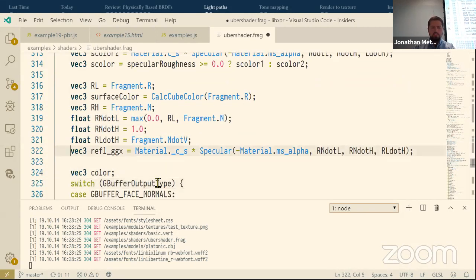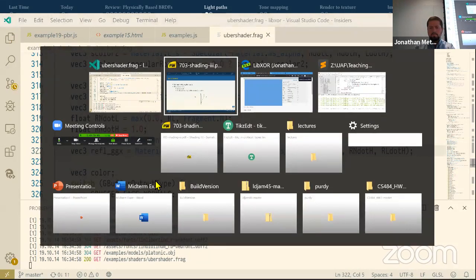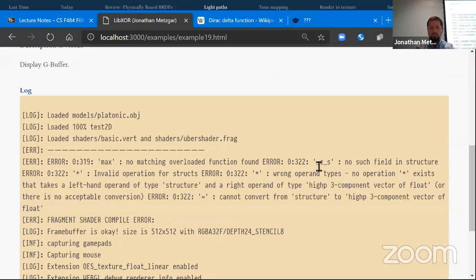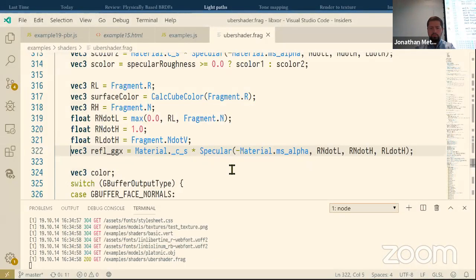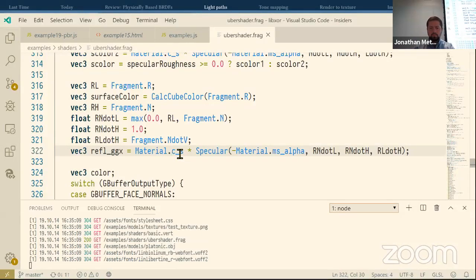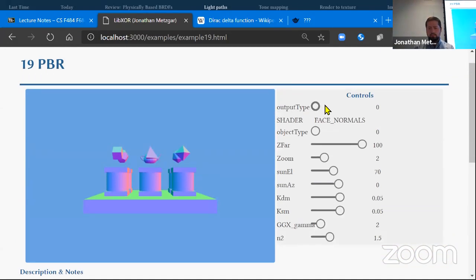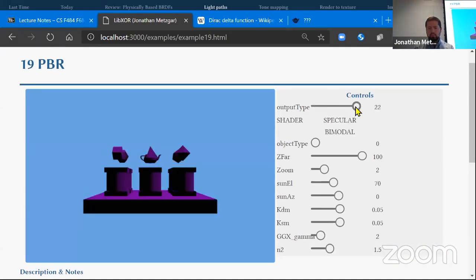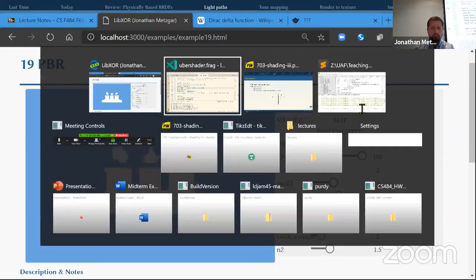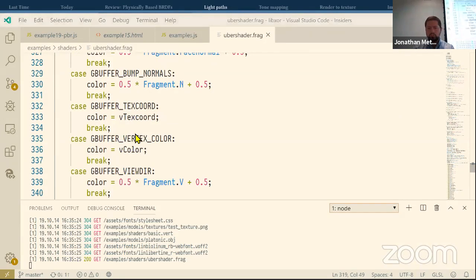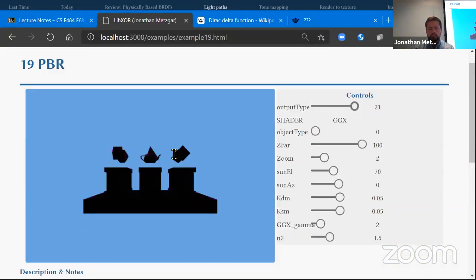Okay, so that should be the reflection color. Let's see if I have any errors. No doubt I made a mistake. So line 322, I have an extra underscore. Line 319, there's no function that takes dot. Although that's still just n.v, basically. Okay, so that looks good. I think I was aiming for case 24. Oh, actually, we're the GGX. We were adding it to GGX.